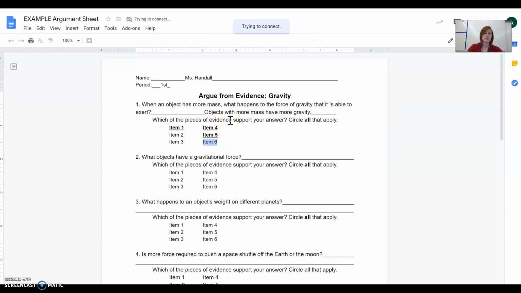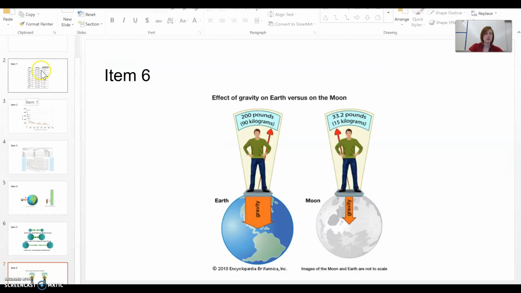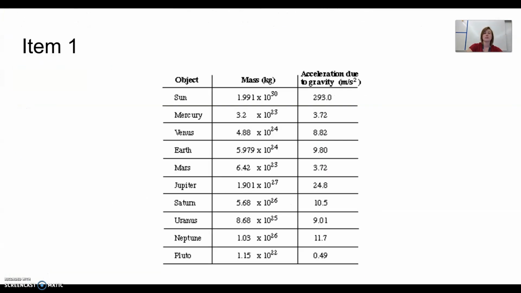Okay, so let's go ahead and look at number 2. And I'll just kind of get you started, but I'm not going to go through all the evidence this time. So number 2 says, what objects have a gravitational force? So you would start, just like we did last time, by looking at item 1 and see if that answers the question, which objects have gravitational force?